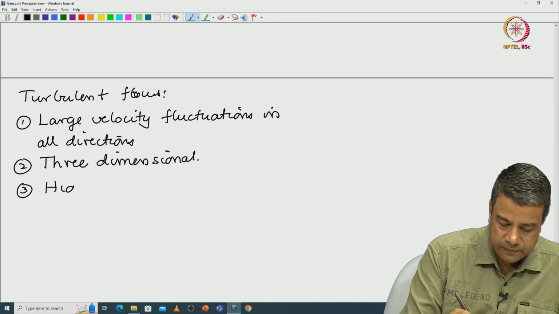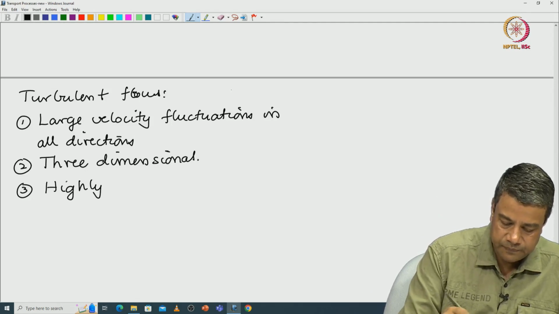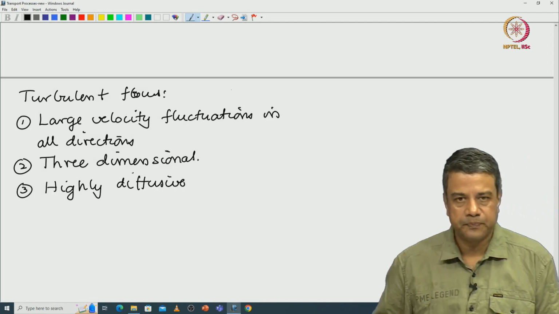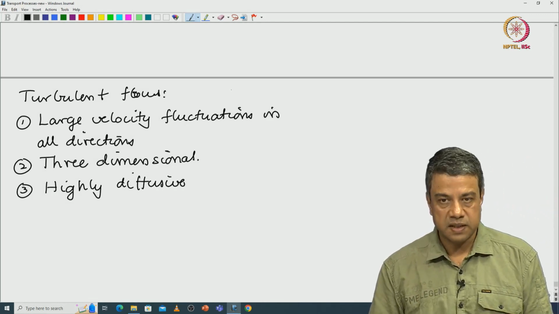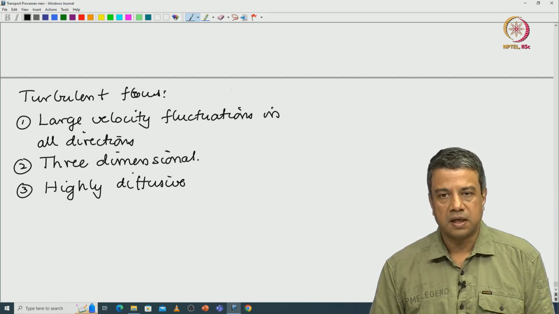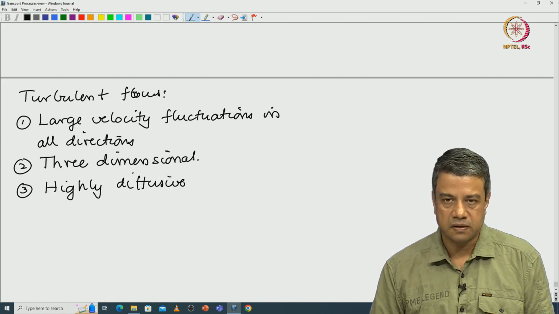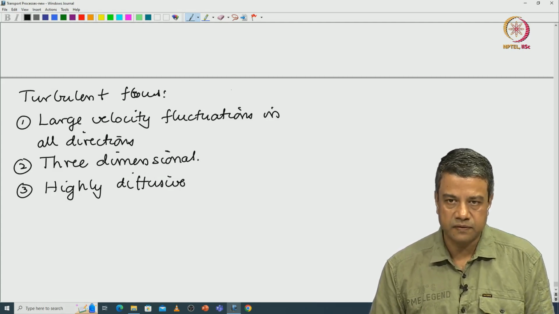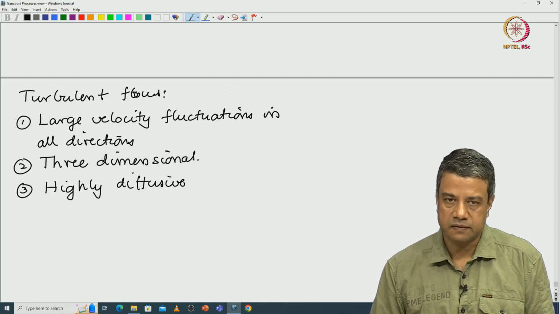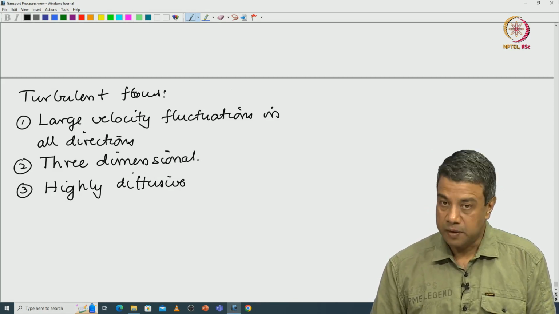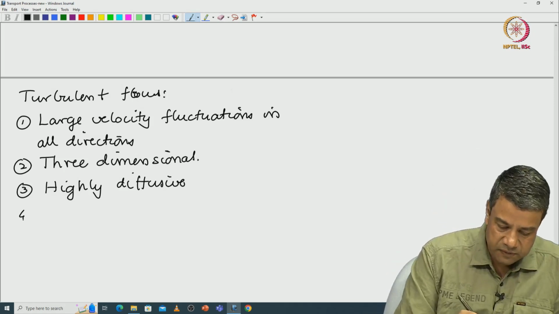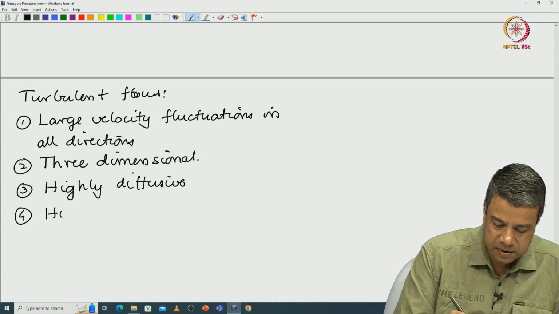Highly diffusive. That is because mass and heat diffusion takes place due to the fluid velocity fluctuations, and the diffusivity or the dispersion coefficient due to the fluid velocity fluctuations are much larger than that due to the molecular velocity fluctuations. Momentum transport also takes place due to the fluid velocity fluctuations, and therefore, these are highly dissipative.